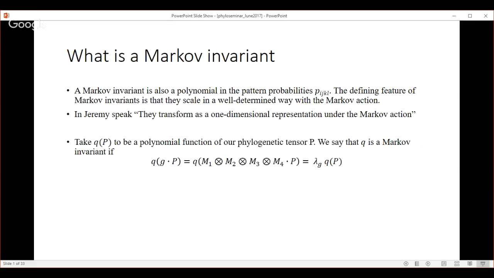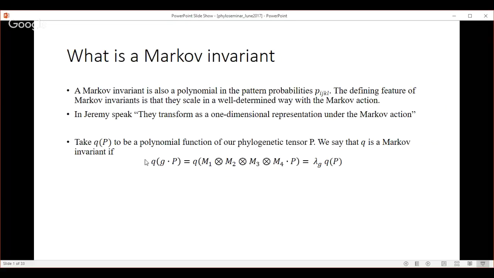But maybe less familiar is this idea of a Markov invariant. So a Markov invariant is also a polynomial in our pattern probabilities. But the defining feature of them is that they are going to scale in a well-determined way with this Markov action. So remembering the Markov action is this independent evolution happening on our leaves. In terms of what Jeremy would say, a Markov invariant is something that transforms as a one-dimensional representation under the Markov action. So, okay, great. What does that mean, more mathematically?